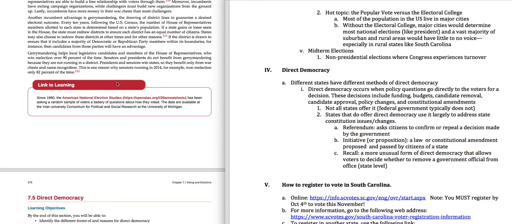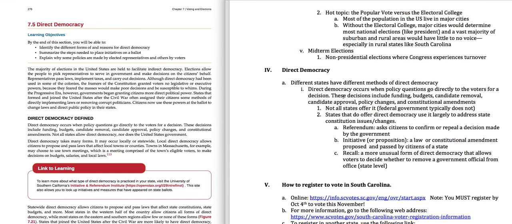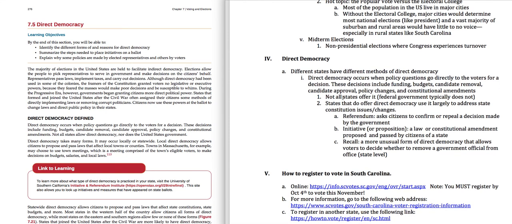Incumbency advantage. Actually stuck that up a little higher. Direct democracy. What in the heck is that? Direct democracy. I got it right here. Different states have different methods of direct democracy. Direct democracy occurs when policy questions go directly to the voters for a decision.